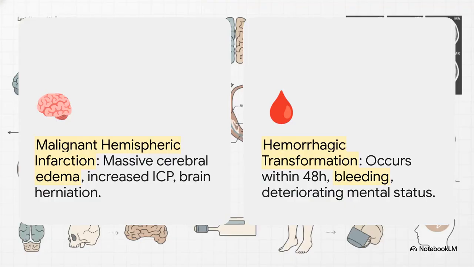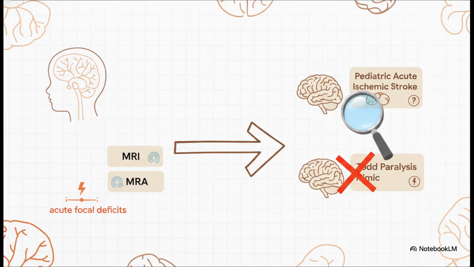Now, both malignant hemispheric infarction and hemorrhagic transformation present the same way, a deteriorating mental status a day or two after a large ischemic stroke. So how do you tell them apart? You get an emergent non-contrast head CT to distinguish the profound edema of a malignant infarction from the actual bleeding of a hemorrhagic conversion. Let's wrap with a key pediatric edge case. If a child presents with acute focal deficits, do not just assume it's a Todd's paralysis mimic, especially if there's no clear confirmed preceding seizure. Children with a suspected acute ischemic stroke need an urgent MRI and MRA to fully evaluate that vasculature.